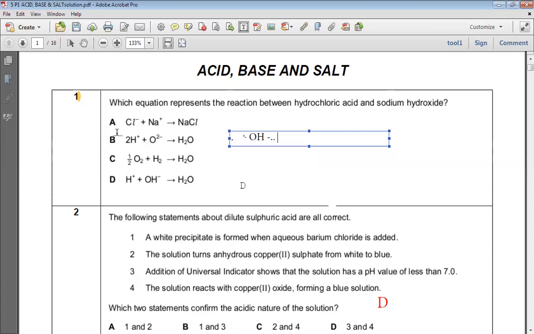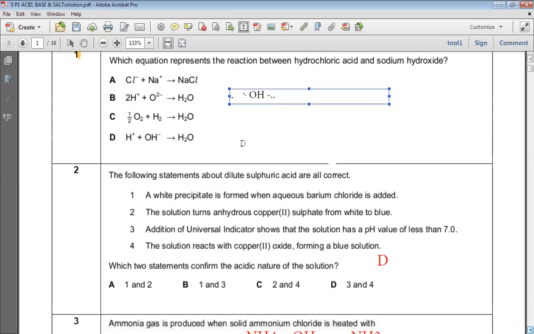A, B, C are incorrect because acid and base, sodium hydroxide, any kind of acid, even nitric acid, ethanoic acid, sulfuric acid, when they react with any kind of base like sodium hydroxide, potassium hydroxide, ammonium hydroxide, copper hydroxide, any kind of hydroxide, only hydroxide with the acids, H positive, OH negative. Equation A is also the ionic equation for the formation of NaCl, but this is not related to question number 1. Now, we have to proceed to question number 2.